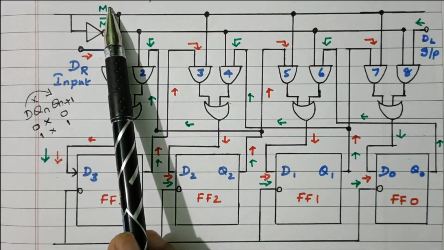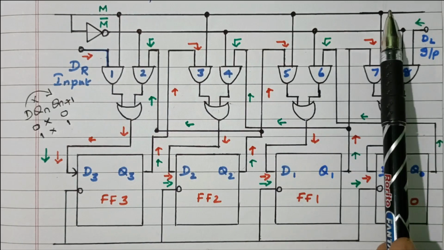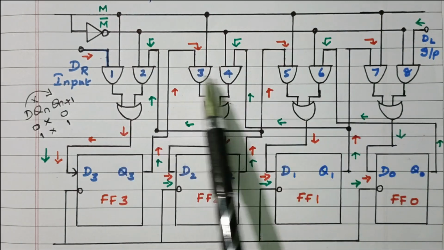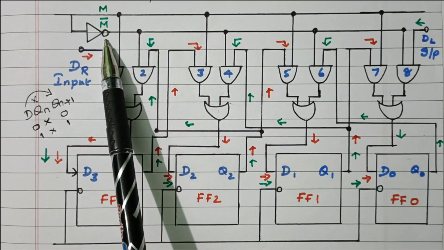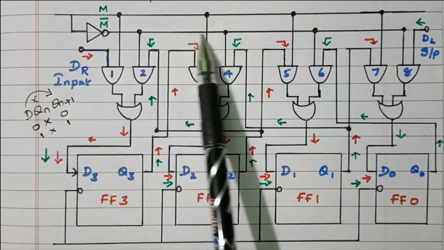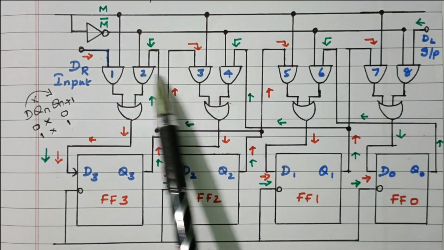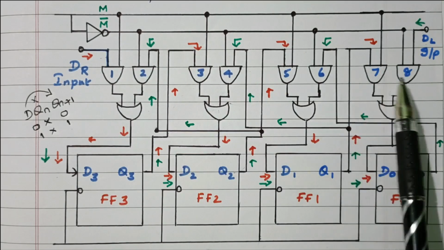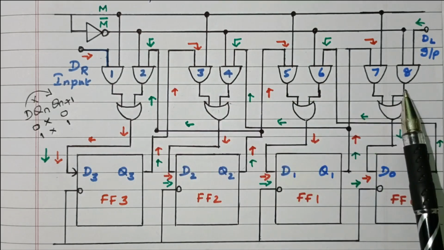Suppose if the M is 0, what happens? This line is deactivated, that is, the 1, 3, 5, 7 AND gates are deactivated. Here 0 means M bar will be 1. So this line will now be activated. What is that? The AND gates 2, 4, 6, 8 are activated now, the even numbers 2, 4, 6, 8, right?